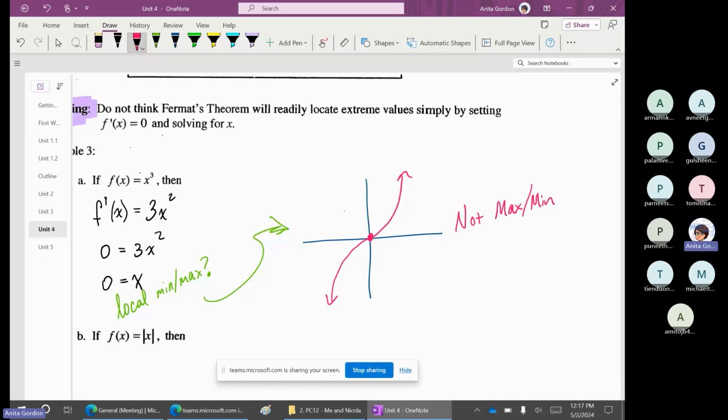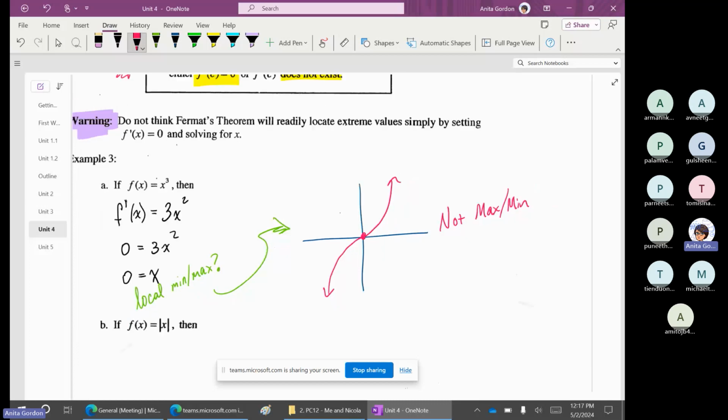Okay, so here's another example where the reverse is not true. Finding a derivative of 0 tells you a key feature of the graph, but it does not tell you if it's a max or min. You got to investigate to determine if it is a max or min.